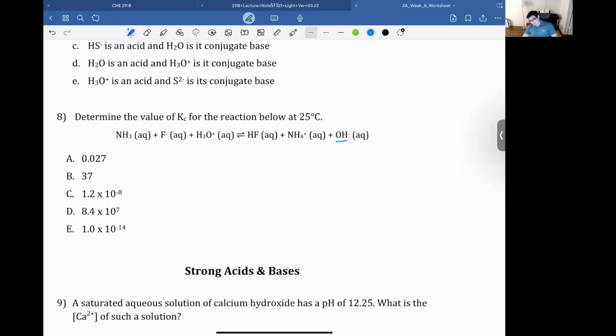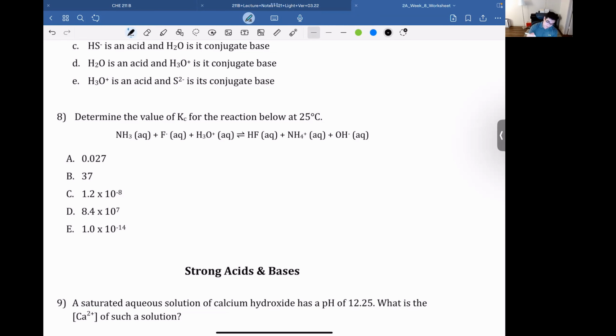Number 8, it says determine the value of Kc for the reaction below at 25 degrees Celsius. So we're going to do that stuff where we multiply Ks. Note how both of the hydrogens have to come from H3O plus because it goes from H3O plus to H2O and H plus to H2O and H plus and OH minus. So what you can do is this.